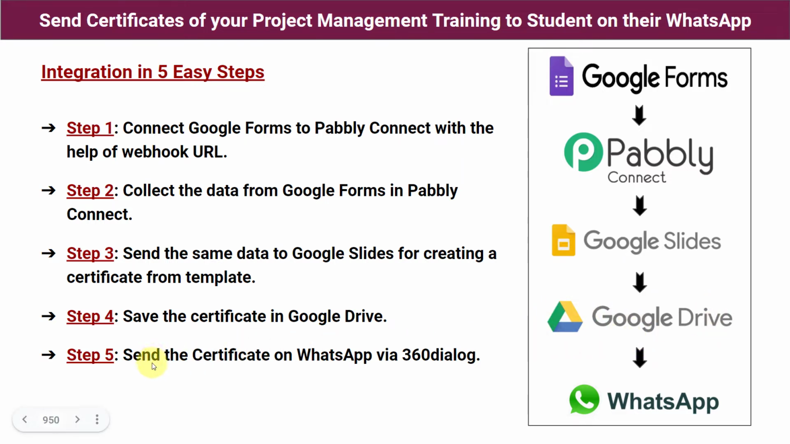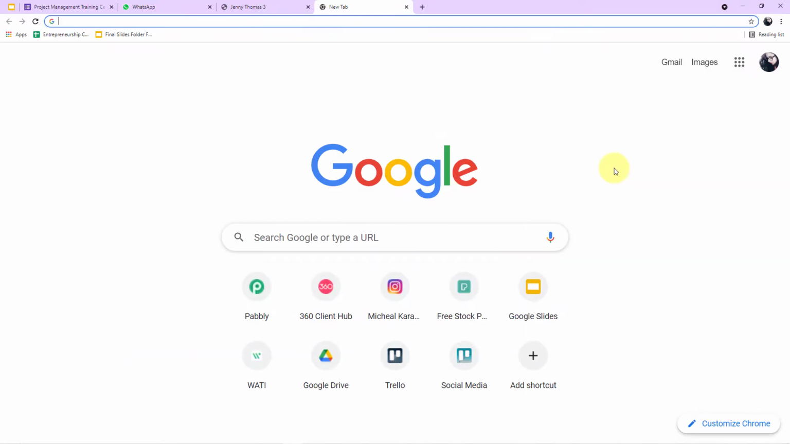Then in the fifth step, we are going to send the certificate on WhatsApp via 360 dialog. Alright, so to send a message along with the certificate on the WhatsApp account of the trainee, we are using another application which is called 360 dialog. So I'll tell you what 360 dialog is later on in this video. First of all, let's jump back to our first step and open Pabbly Connect.